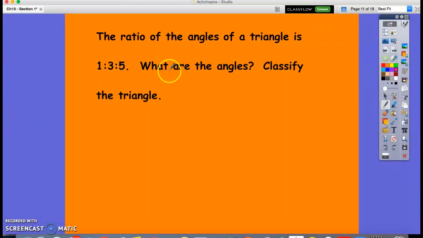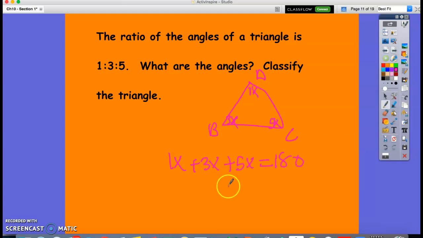Again, the ratio of the angles in a triangle is 1:3:5. What are the angles? So that means this is not the measure of angle ABC. That means that the angles are variables, right? So this should be 1x, 3x and 5x, right? So 1x plus 3x plus 5x equals 180. You add them up, 9x equals 180, or x equals 20.